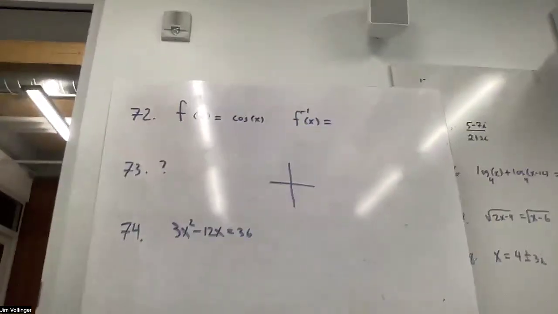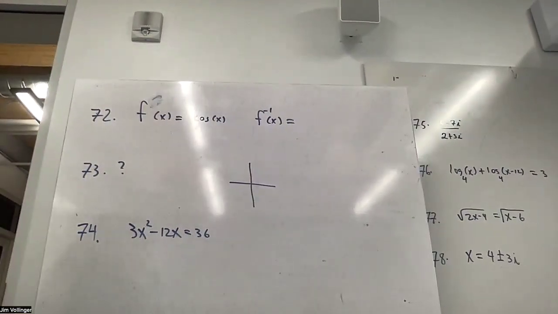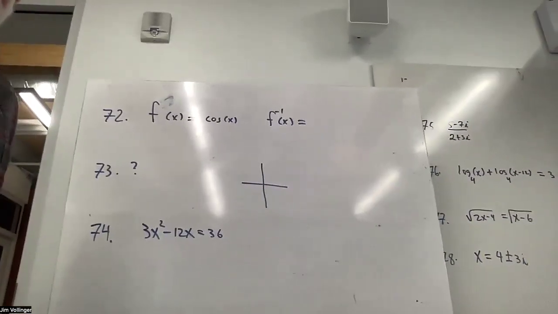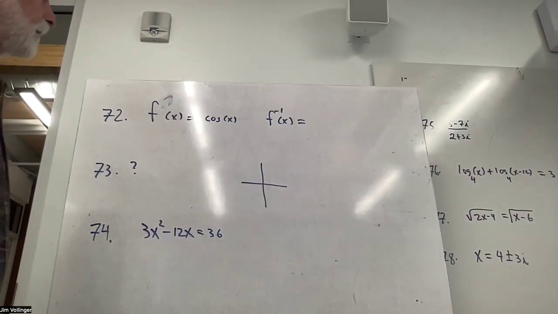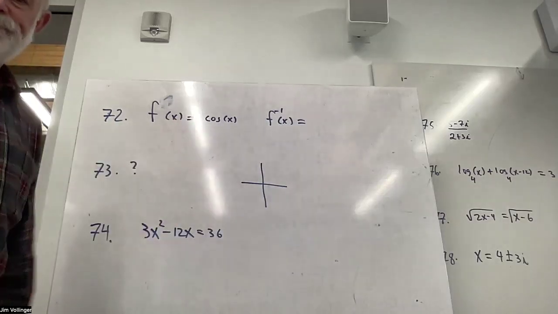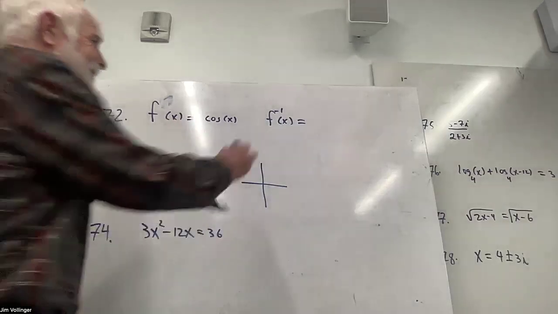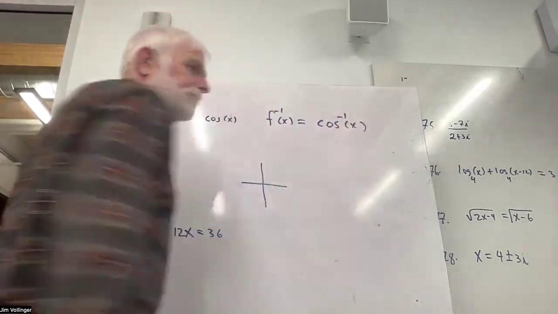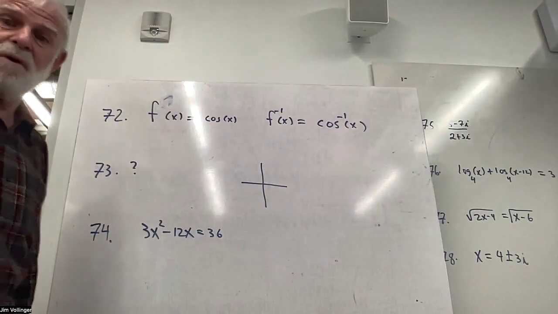All right, so we're always looking for inverses so we can solve equations. So let's see. Get that glare. So I gave you f of x equals cosine x. What's the inverse? Maybe the notation now comes a little more important.